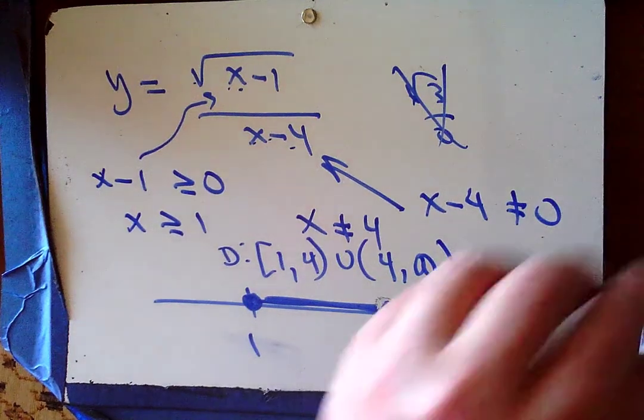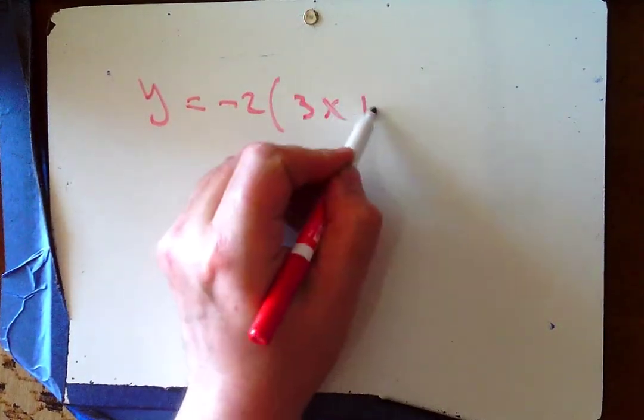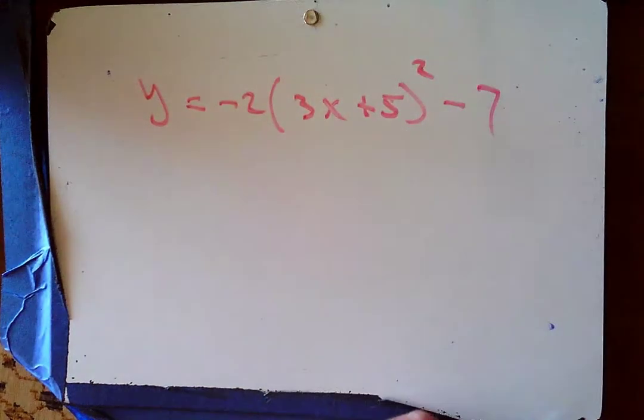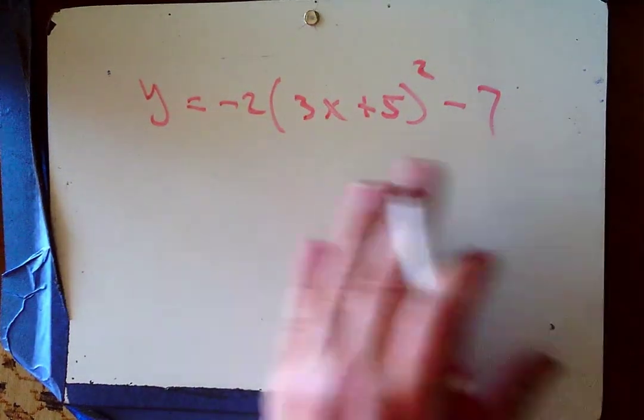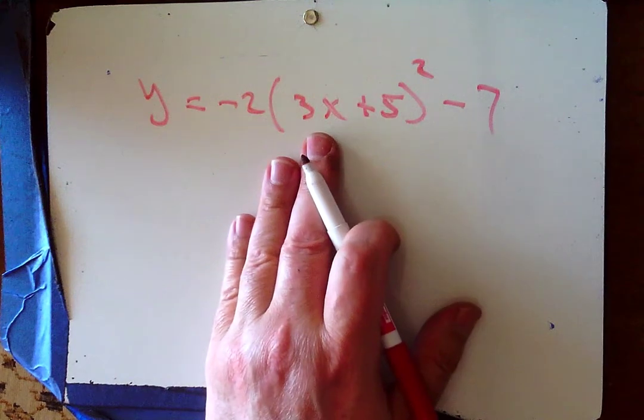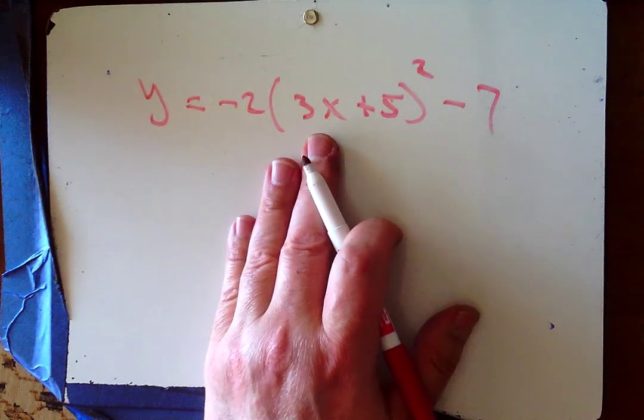Okie doke. Now, let's talk about our reference graphs. Yes, I swear to you, transformational graphing is terribly important. You need to be so comfortable that when you see y equals negative 2 times (3x plus 5) squared minus 7, you can see that in your head and discuss the transformations. Oh, look, I flipped it upside down and moved it down 7. Oh, look, I moved it left and compressed it by a factor of 3. And don't worry, we'll come back and talk about these transformations in the next video.